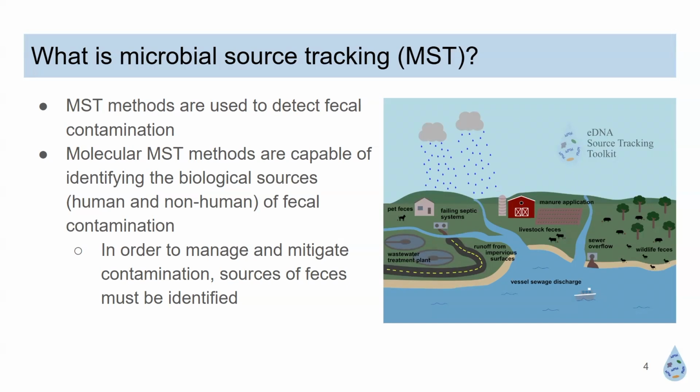So we're going to start off with what is microbial source tracking. I'm also going to refer to this as MST during the presentation and for the remainder of today. MST methods are used to detect fecal contamination. There are a bunch of different methods and they all vary in capability. Molecular MST methods are capable of distinguishing biological source. This means that they're able to tease apart human and non-human sources of fecal contamination. This is very important because in order to manage and mitigate fecal contamination, you need to know the source. You need to know who it's coming from.